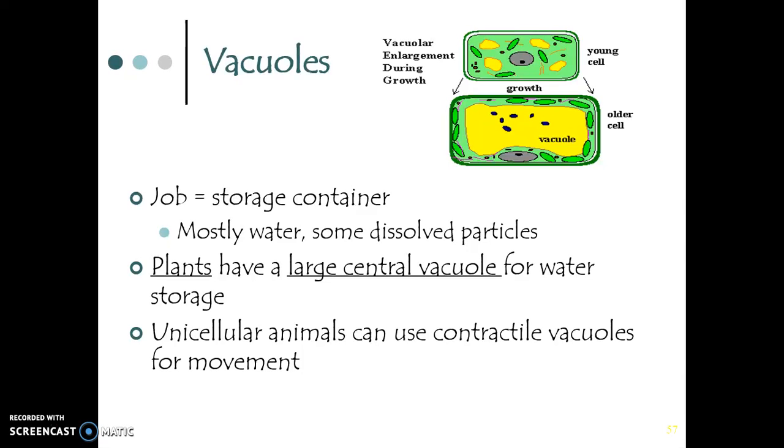Then there are some special vacuoles called contractile vacuoles. Unicellular animals can use them as a form of movement. So it's a vacuole that when it fills up with water, the unicellular animal can squeeze it small real fast and squirt the water out like a squirt gun. And so it jets it forward. So it'll fill up with water, contract, and squirt forward.